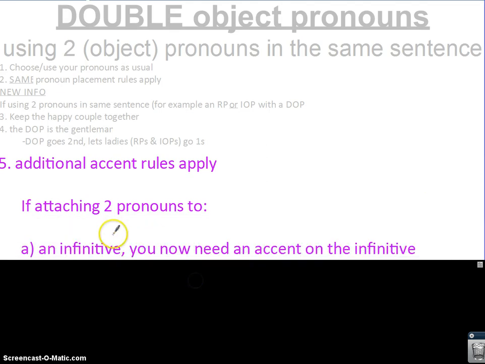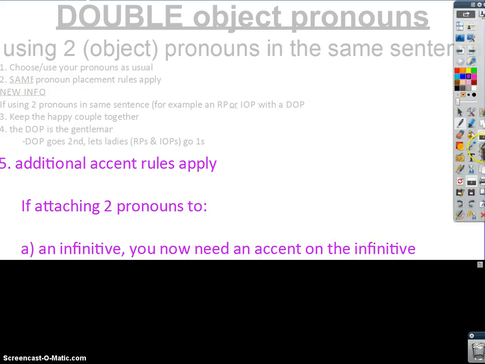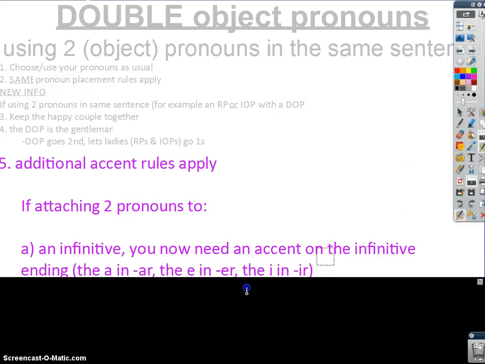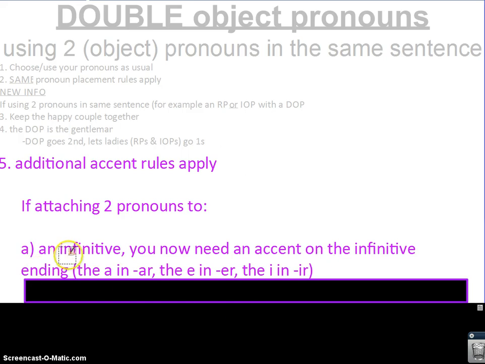Alright, so if you're attaching two pronouns to an infinitive, you now need an accent on the infinitive. You don't count anything out, it just goes on the infinitive. Let me show you what I'm talking about. So, if you're attaching two pronouns to an infinitive, you now need an accent on the infinitive ending, the A in AR, the E in ER, the I in IR. Here's an example sentence.